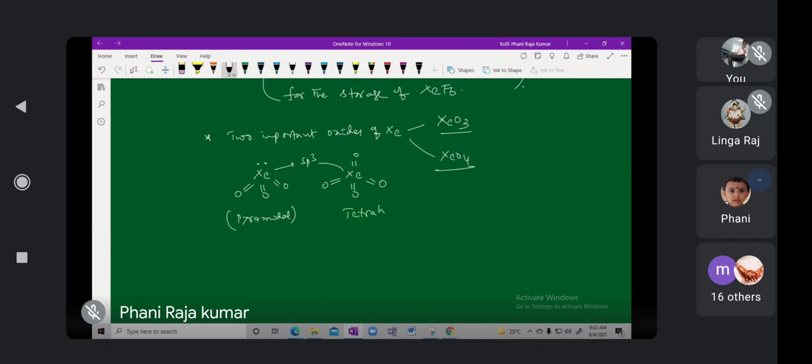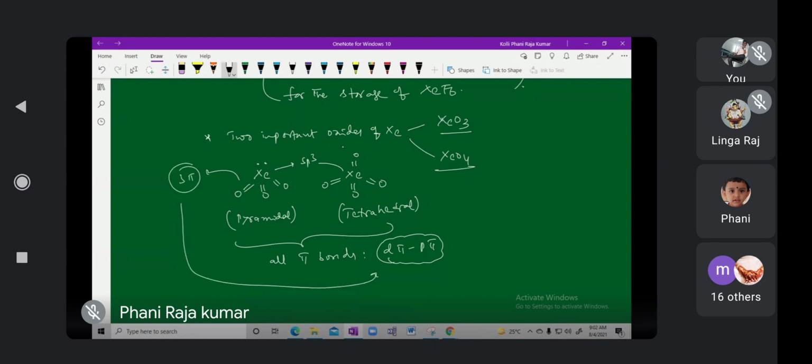This one is tetrahedral, but my requirement is the pi bonds. In both compounds, all pi bonds are dπ-pπ. No pπ-pπ bonds. All pi bonds are dπ-pπ. Here 3 pi bonds, dπ-pπ. And here 4 pi bonds, dπ-pπ bonds.